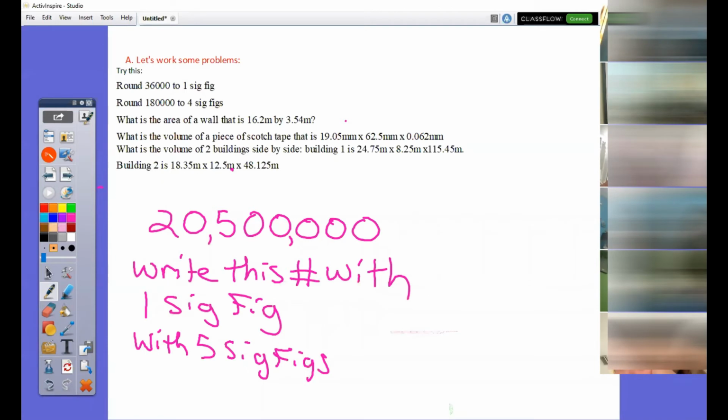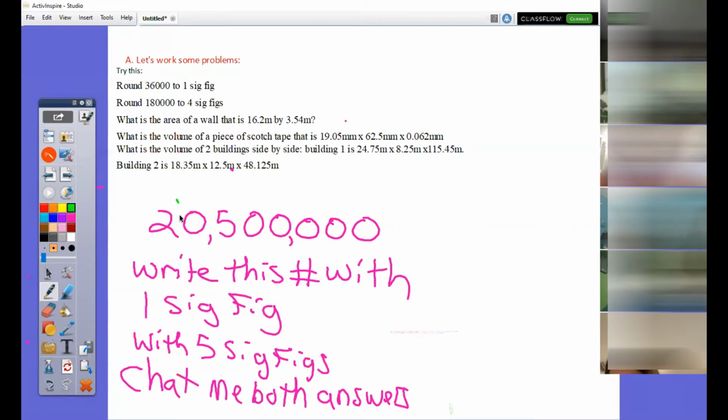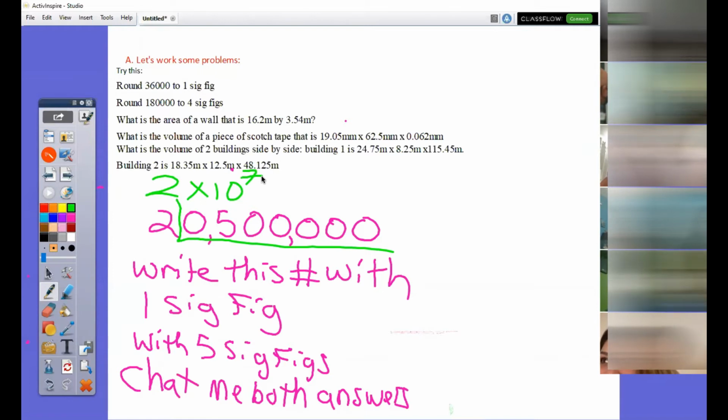I'm looking for 2 answers. 1 sig fig. We're going to chop it off here, and it's going to be 2 times 10 to the what? 1, 2, 3, 4, 5, 6, 7. Oh, that's 1 sig fig. What about 5 sig figs?